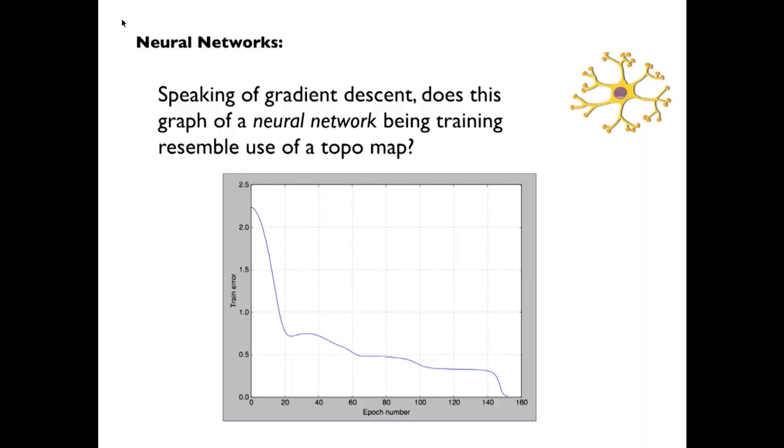Okay, the next section in optimization is called neural networks. So I want to show here a graph of a neural network being trained on some data. And the question is, speaking of gradient descent, does this graph remind you of a topomap or how you would use a topomap? Certainly it does to me. It's got that sort of descent through the different contours in the map. And that's really what you're doing when you're training a neural network.